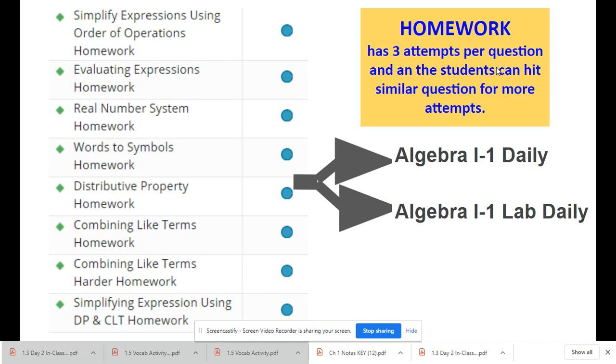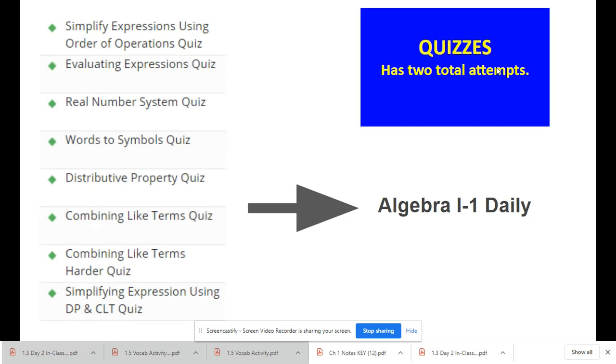Notice that homework grades go into both your algebra daily grade and your lab daily grade, okay? And we do have 8 of those already, and they're listed there for you. You can see they're mostly pre-algebra topics, and that's where we are at the beginning of this year with reviewing.